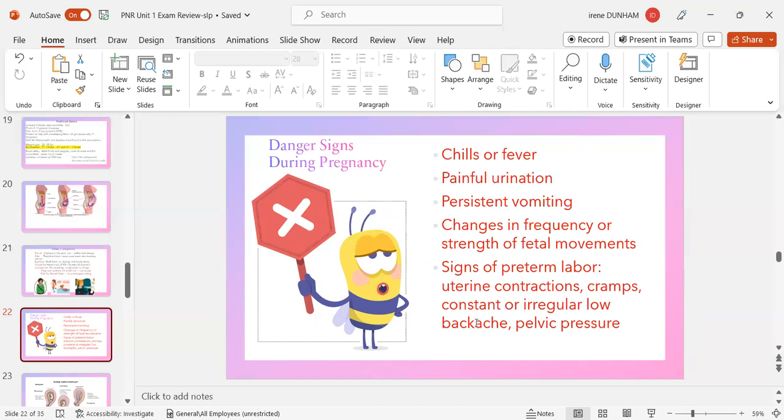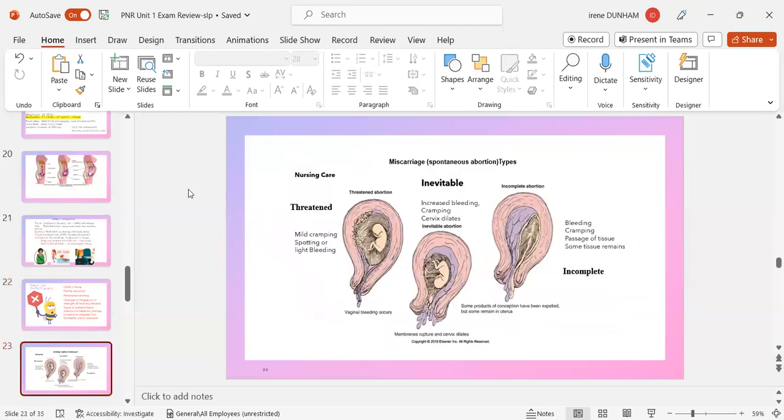So these are things that we teach and say, if these things are heads up, then you need to come to the hospital. AWHONN is my organization for obstetrics and gynecology, and we have a refrigerator magnet we give to the patients, and it has the danger signs on it. Okay. All right. Moving right along.